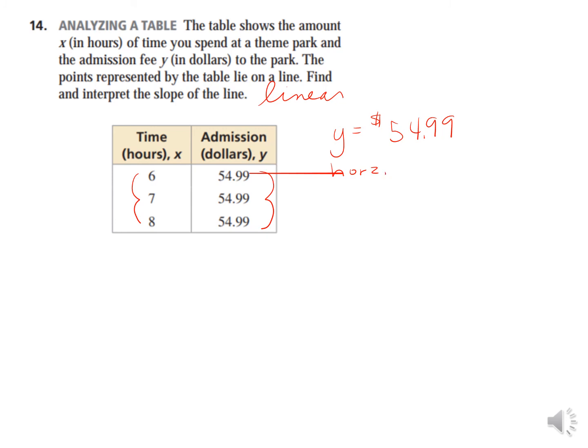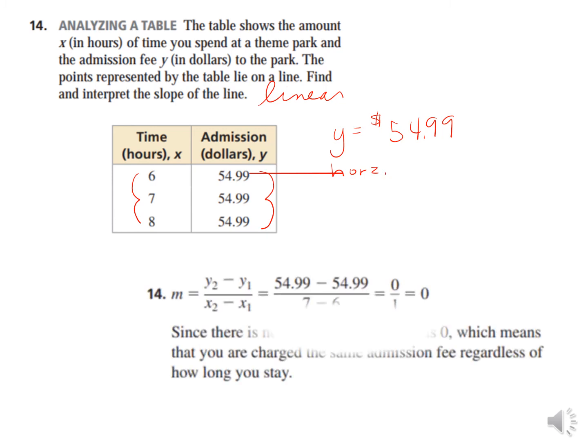And if you were going to interpret the slope, you would say, here's their answer, there is no change in the slope, which means that you are charged the same admission fee regardless of how long you stay. So that's a little fancier than what I would have said. I would have just said they've charged you one time and then you're free to stay as long as you want. Okay? There's all sorts of ways to describe a situation.